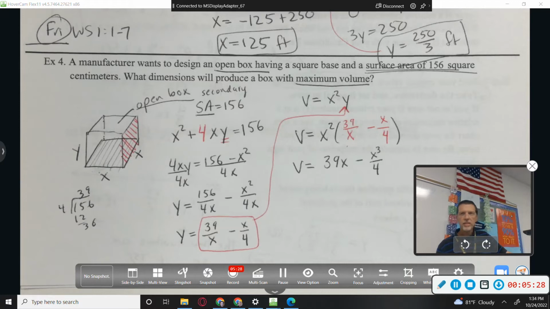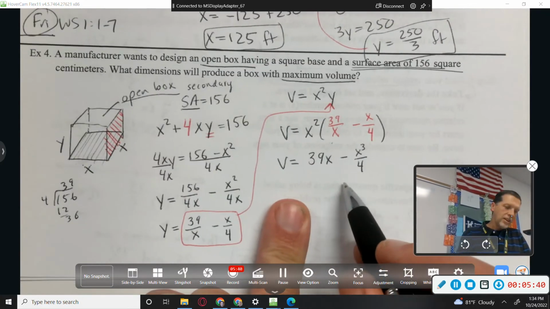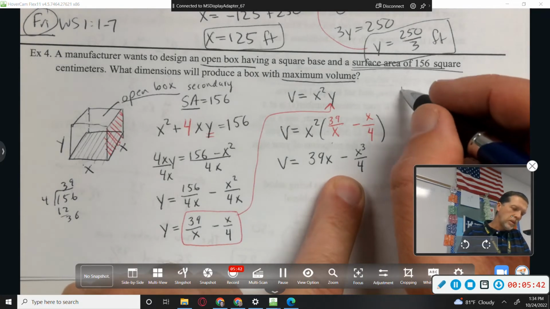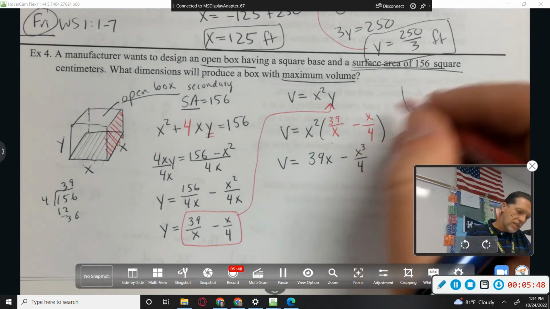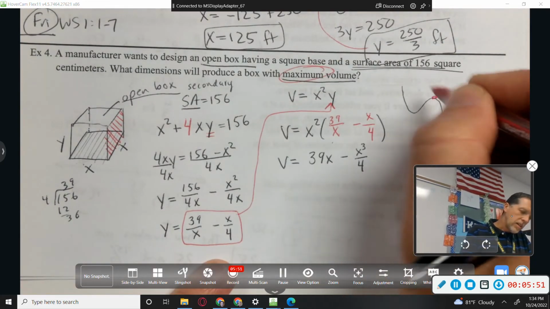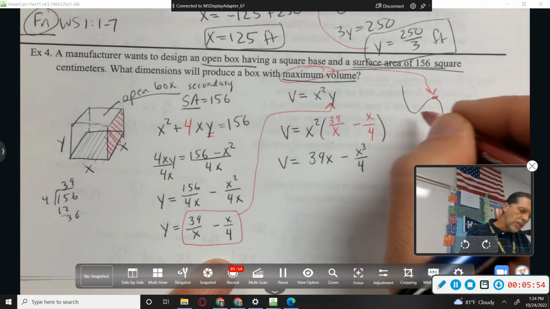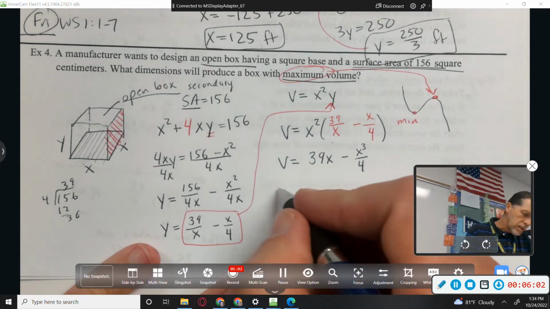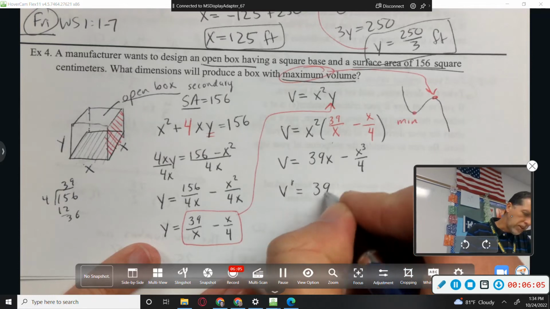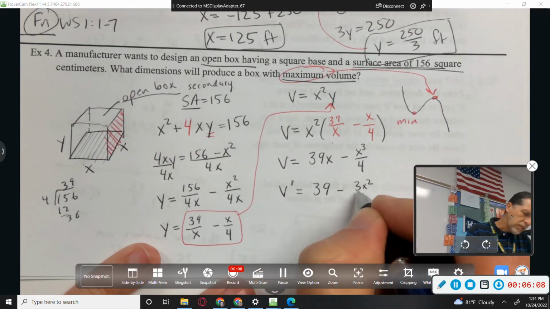Okay, what next? Do I want to set that equal to 0? I want to take the derivative and set the derivative equal to 0. By the way, this is not a parabola. Negative x cubed, so it looks something like that. And we're trying to find the maximum. Although it looks like there might be a minimum in there somewhere too, so we have to be careful to make sure we grab the maximum. Alright, so V prime is 39 minus 3x squared over 4.